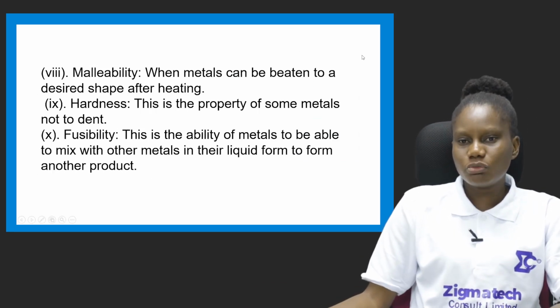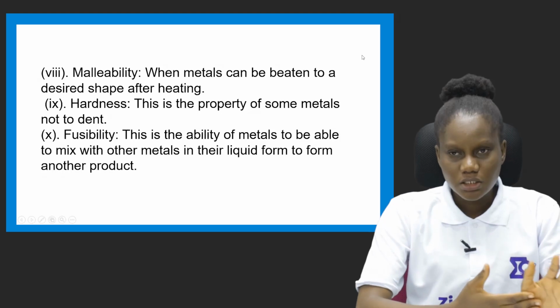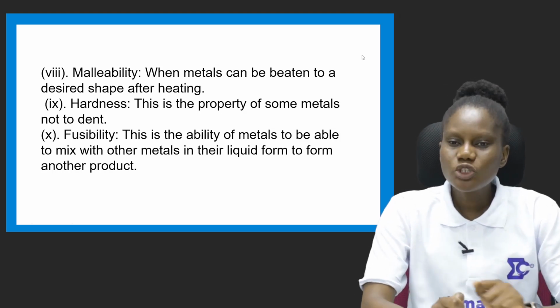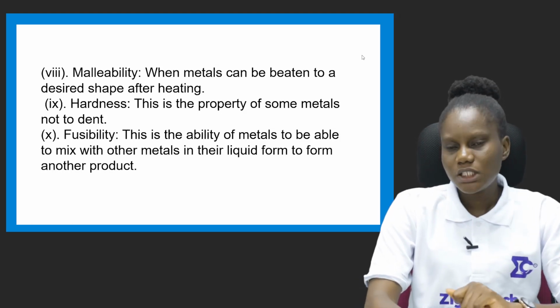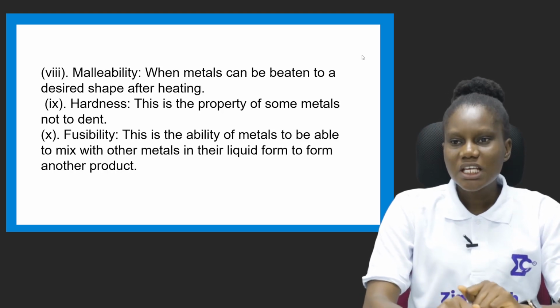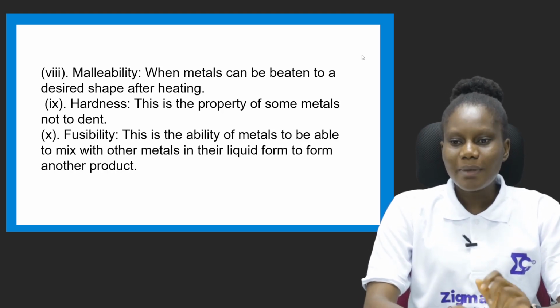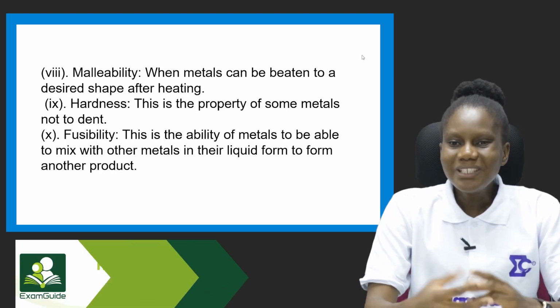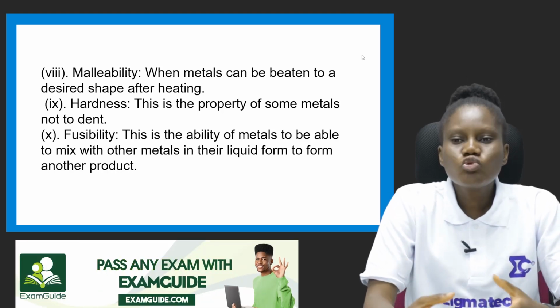So we have number eight, malleability. Malleability is when metals can be beaten into a desired shape. In one of the slides, you can see that a man was molding parts. So you can beat some metals into your desired shape.